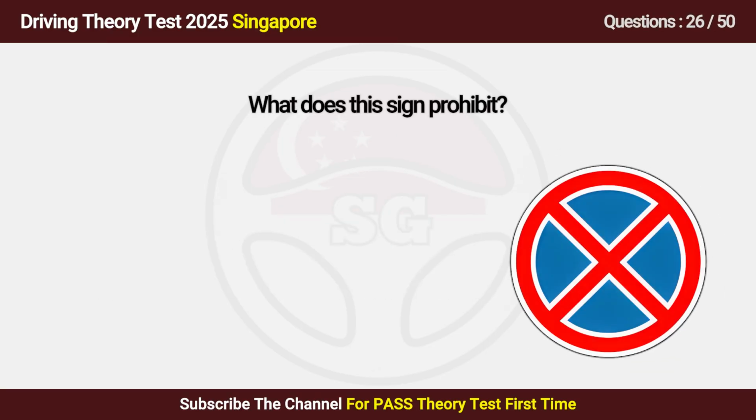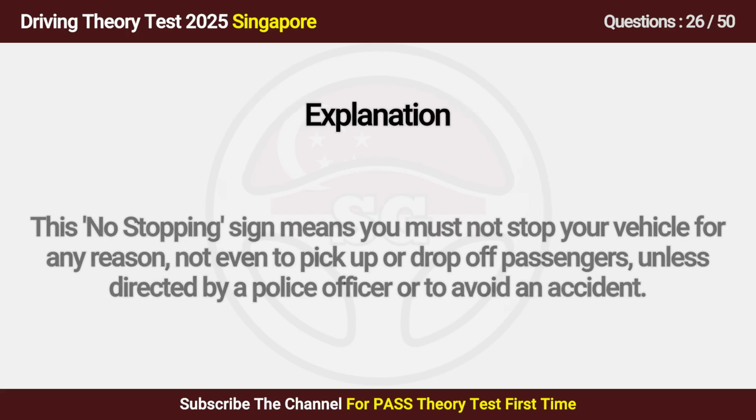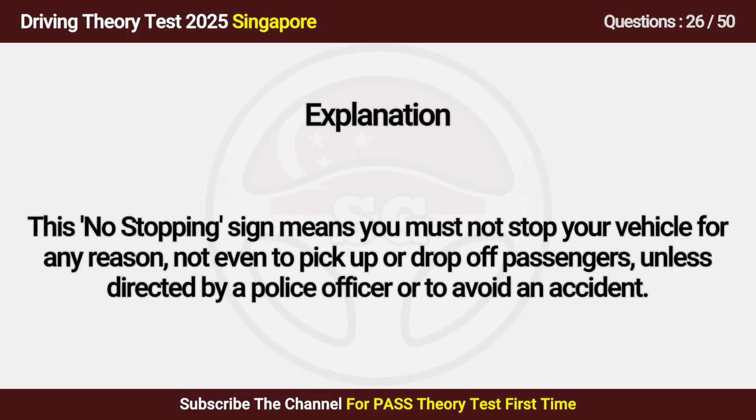Question 26. What does this sign prohibit? A. No parking. B. No stopping. C. No waiting. D. No entry. Answer is B. No stopping. This no stopping sign means you must not stop your vehicle for any reason, not even to pick up or drop off passengers, unless directed by a police officer or to avoid an accident.